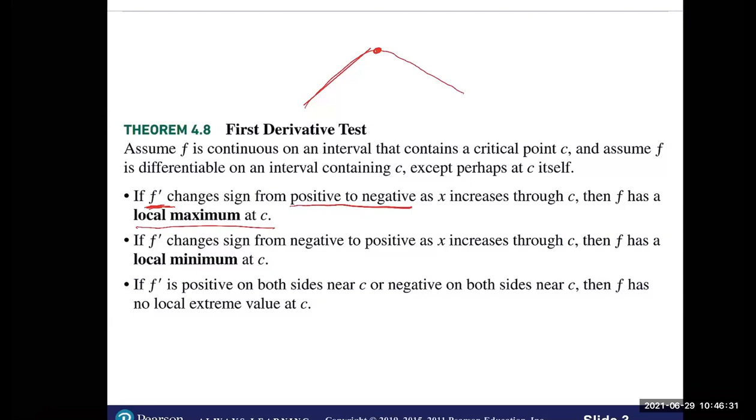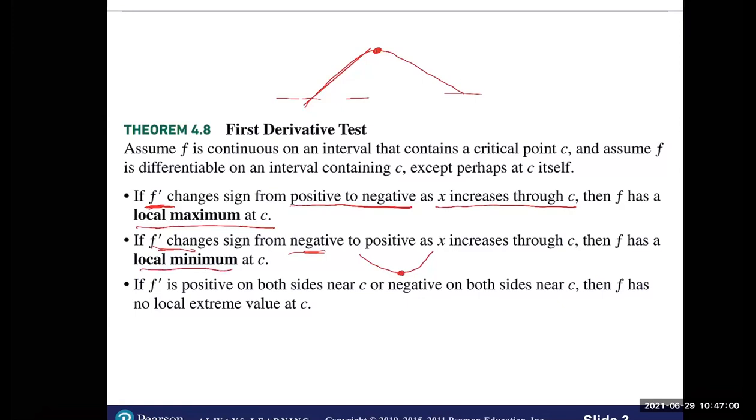Also, notice it says the derivative changes sign as x increases through c. So that means as x gets bigger, and that's the way that I drew it, but I should have actually said it that way. If your derivative goes from negative to positive, that means the function was decreasing and then started increasing, so you would have a local minimum at that point.